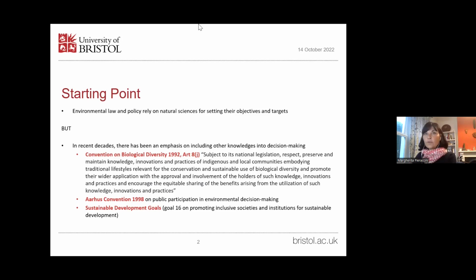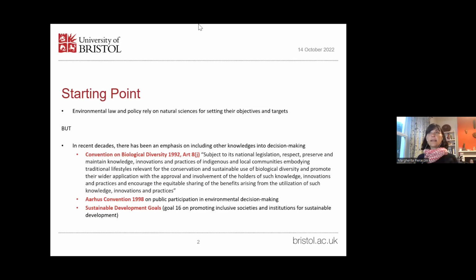And then if we're looking at a more recent policy instrument coming from the UN Agenda 2030, the Sustainable Development Goals, which I'm sure you're all familiar with, we see again a lot of emphasis on including different knowledges. Promoting inclusive societies and institutions for sustainable development is indeed the topic of Goal 16, but because the goals all interact with each other and are supposed to be holistic, even if we're looking at SDG 14, which is about the marine environment, we still need to think about inclusivity of knowledges in decision making.